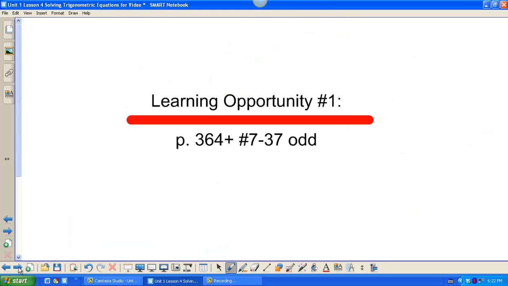So you are ready to attack learning opportunity number 1, which you will have the entire next period to work on, page 364, numbers 7 to 37 odd.